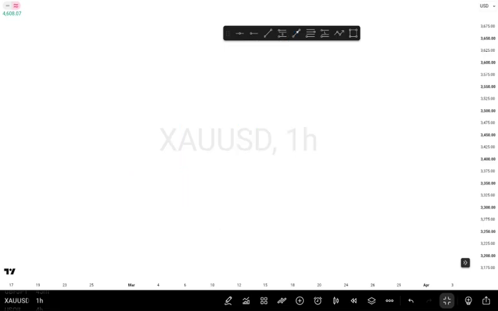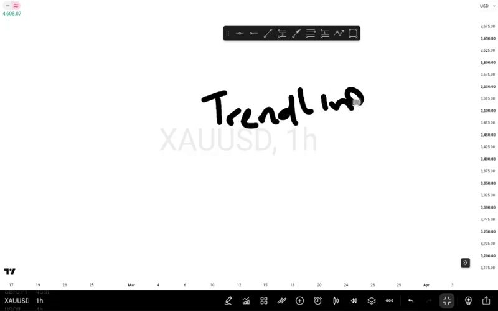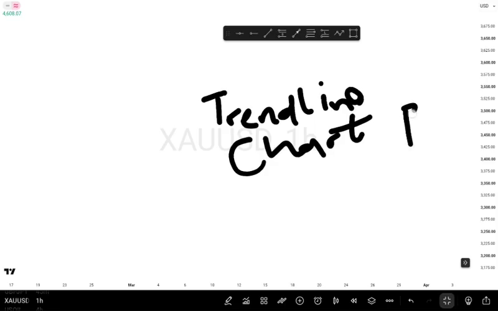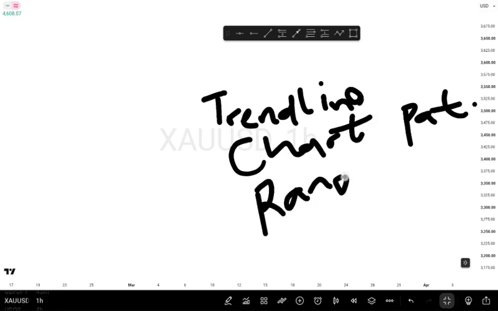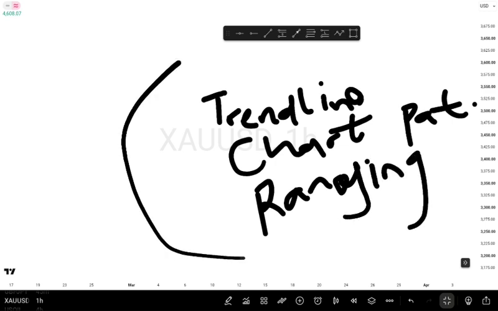So we have several types of liquidity. We have liquidity as a trend line. We have the double bottom or chart patterns, right? We have what? The ranging market. This is the basic knowledge of liquidity.